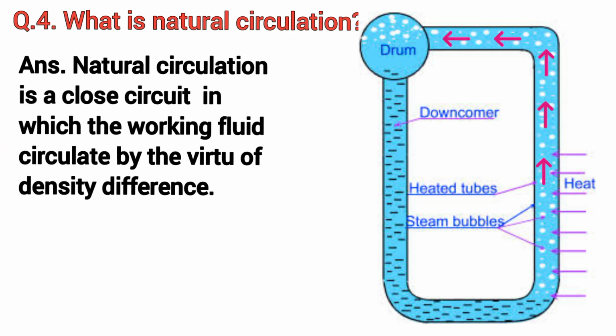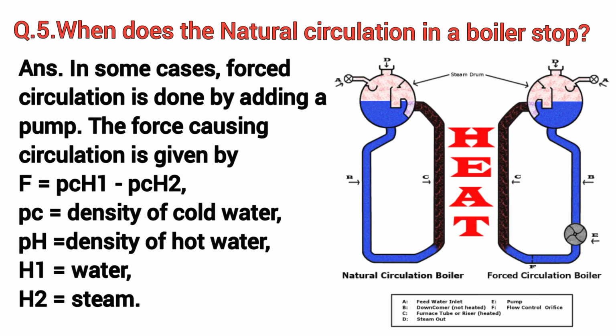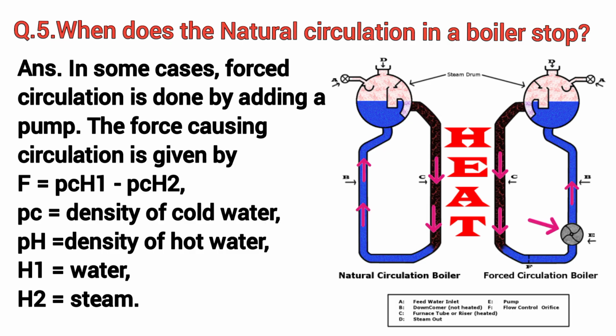What is natural circulation? Natural circulation is a closed circuit in which the working fluid circulates by virtue of density difference. When does the natural circulation in a boiler stop? In some cases, forced circulation is done by adding a pump. The force causing circulation is given by F is equal to PC H1 minus PH H2, where PC is equal to density of cold water, PH is equal to density of hot water, H1 is equal to water, H2 is equal to steam.